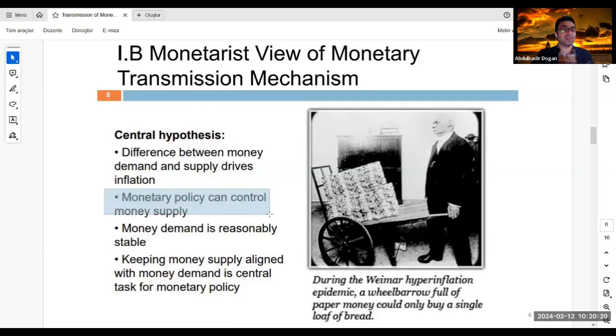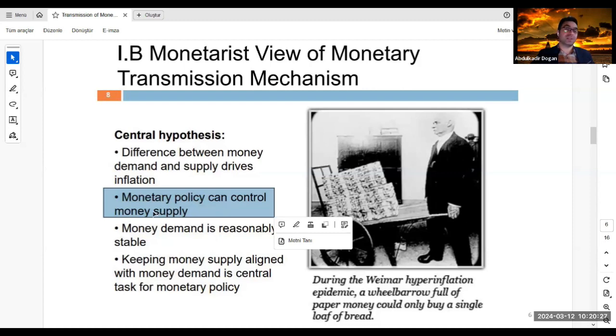And they are saying that because the main driver of inflation is money demand, monetary policy can control the money supply. Who is controlling the money supply? The central bank, because it is the only authority that can print money, right? If the central bank does not print money and does not fund the market, there will be no money in the market. So by controlling the monetary supply, I can control the inflation rate and money demand.